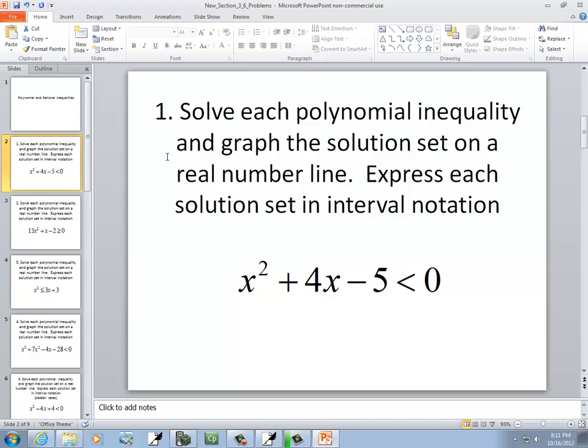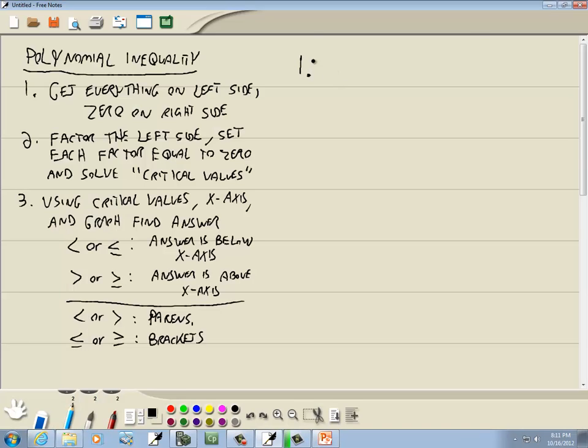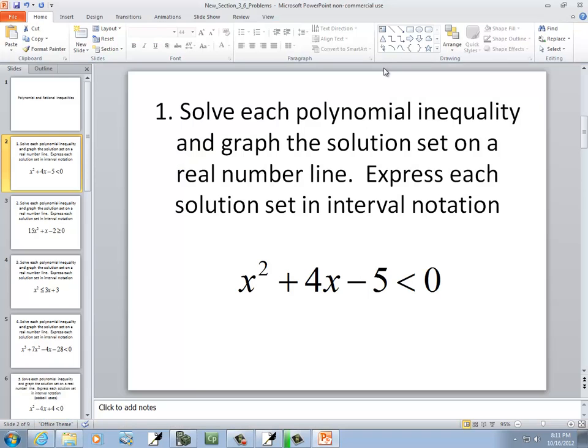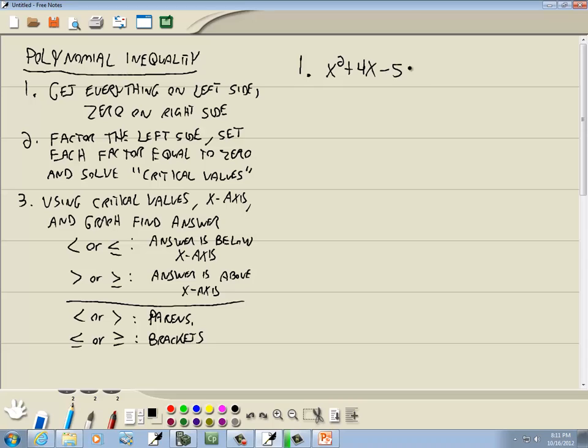Let's take a look at our first problem here. We got x squared plus 4x minus 5 is less than 0. Well, this is a polynomial, and of course the less than's, greater than's, that's what makes it an inequality. First step, get everything on the left side, 0 on the right side. Well, that's done in this problem. Step 2, we want to factor the left side. This factors using the PST method as x plus 5 times x minus 1.